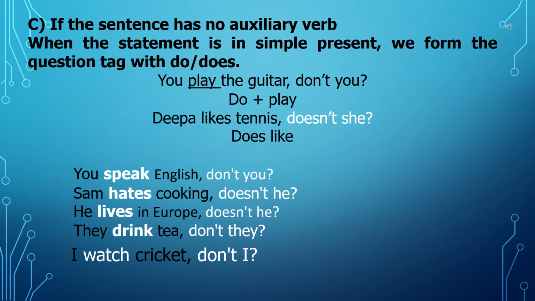The next statement, Sam hates cooking. Here the word hates is in simple present form and it is a positive statement. So we make it into a negative question tag asking us, doesn't he? Here we change into do or does. He lives in Europe. Again, lives is in simple present form. It's a positive statement and we make it into a negative question tag asking us, doesn't he? They drink tea. Now we make it into a negative question tag asking, don't they? I watch cricket. So we should make it into a negative question tag asking us, don't I?